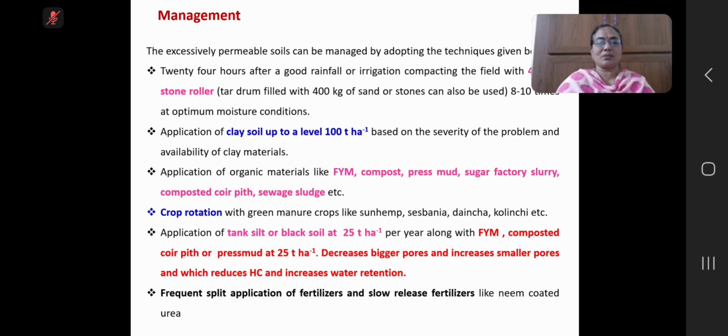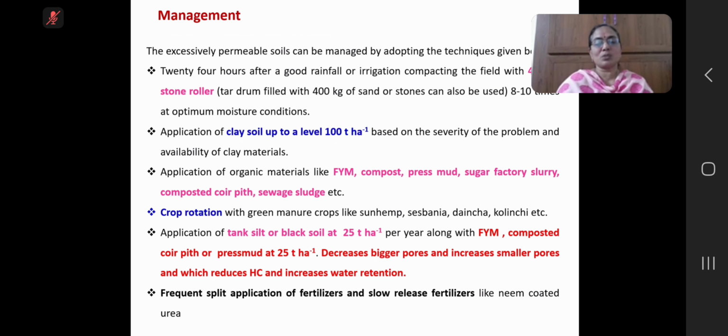So to manage this, compacting the soil with a 400 kg stone roller or tar drum filled with 400 kg of sand or stones can also be used. So around 8 to 10 times we have to use this roller in the field at optimum moisture condition, and also application of clay up to 100 tons per hectare. So that also help to reduce the infiltration and hydraulic conductivity.